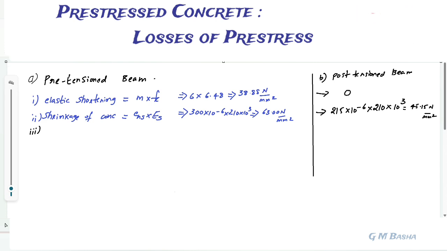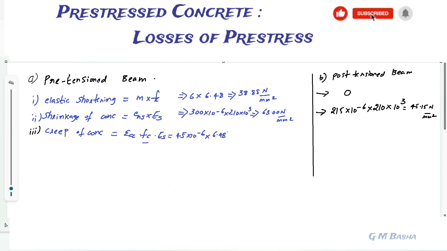Then next one will be the loss of stress due to creep of concrete. The formula will be epsilon cc into Fc into elasticity of steel. For the pre-tensioned beam, see the question, it is given 45 into 10 to the power of minus 6, into modular ratio, sorry, this Fc will be 6.48, into elasticity of steel 210 into 10 to the power of 3. Finally, after simplifying, you will get 61.24.